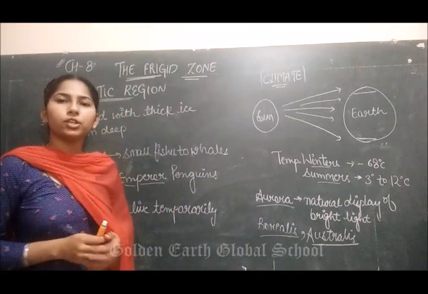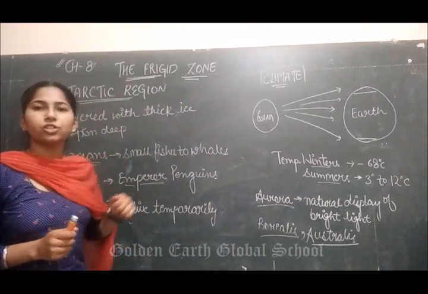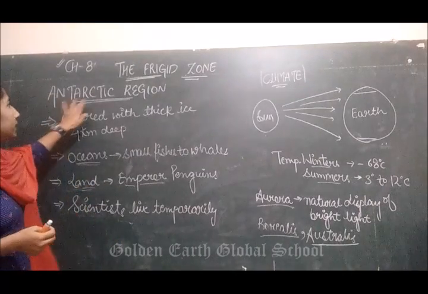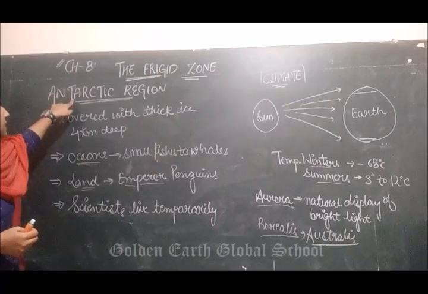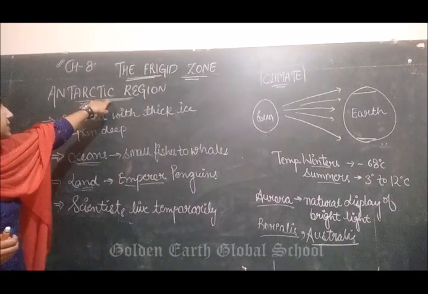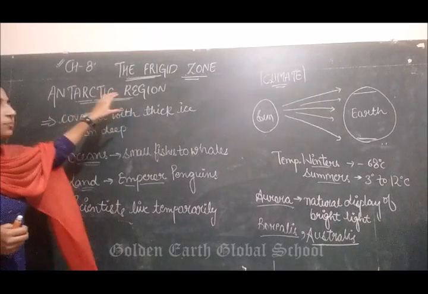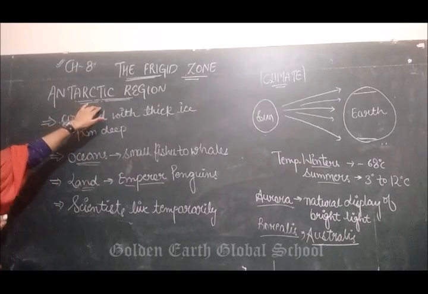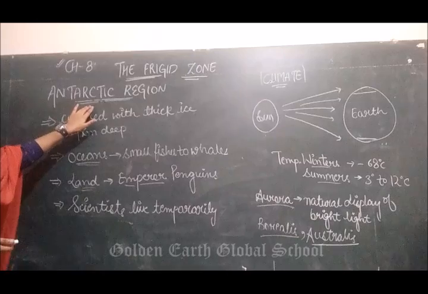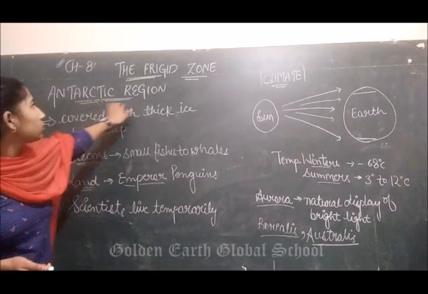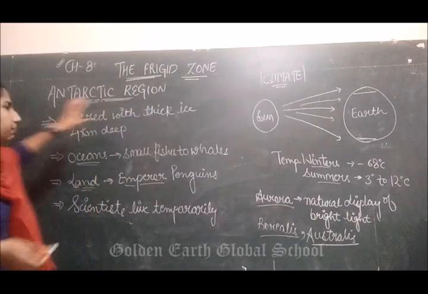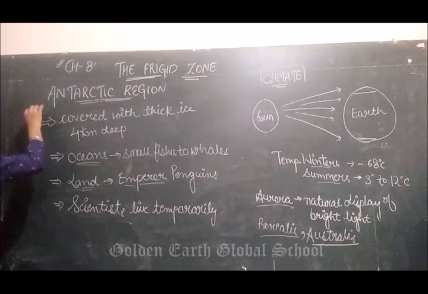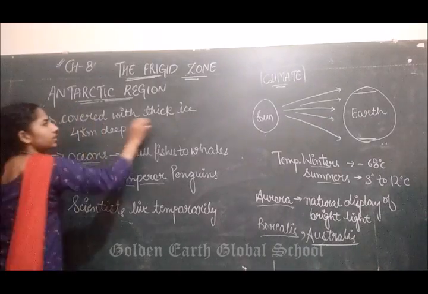The next thing we are going to discuss is the Antarctic region. We have discussed the Arctic region, and now we will discuss the Antarctic region. The region or the places which are near the South Pole and the Antarctic Circle, between the South Pole and the Antarctic Circle, are known as the Antarctic region. So the Antarctic region is covered with thick ice.